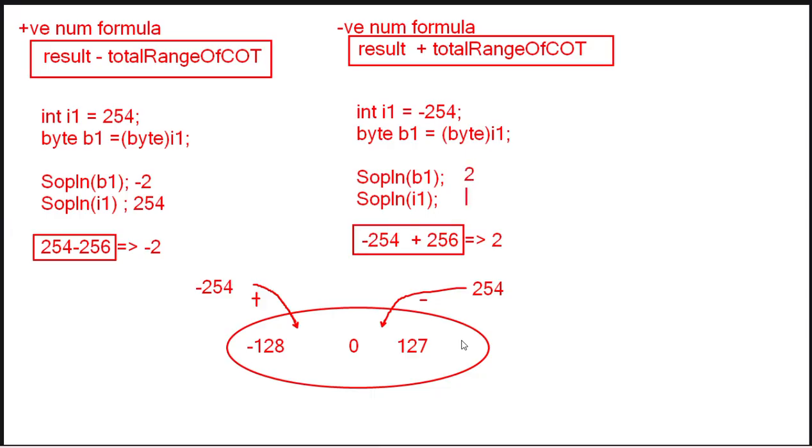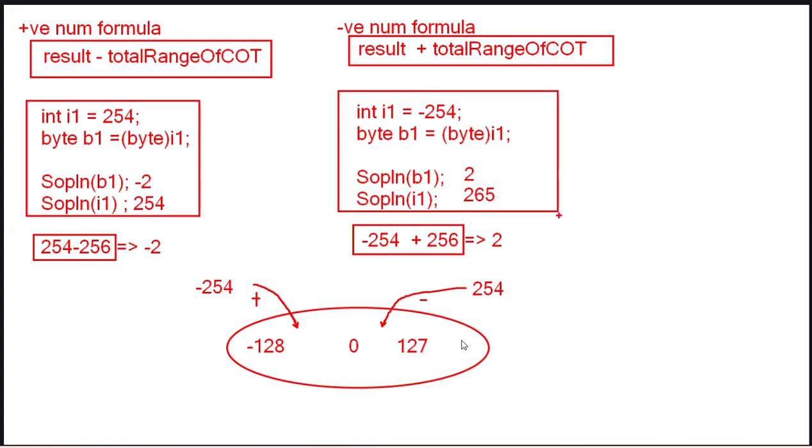Here 2, here 256. Understood? This is the cast operator formula. The cast operator works with two kinds of numbers, positive number and negative number. Positive number minus, negative number plus. When? Only if the value is exceeding the range of the cast operator.